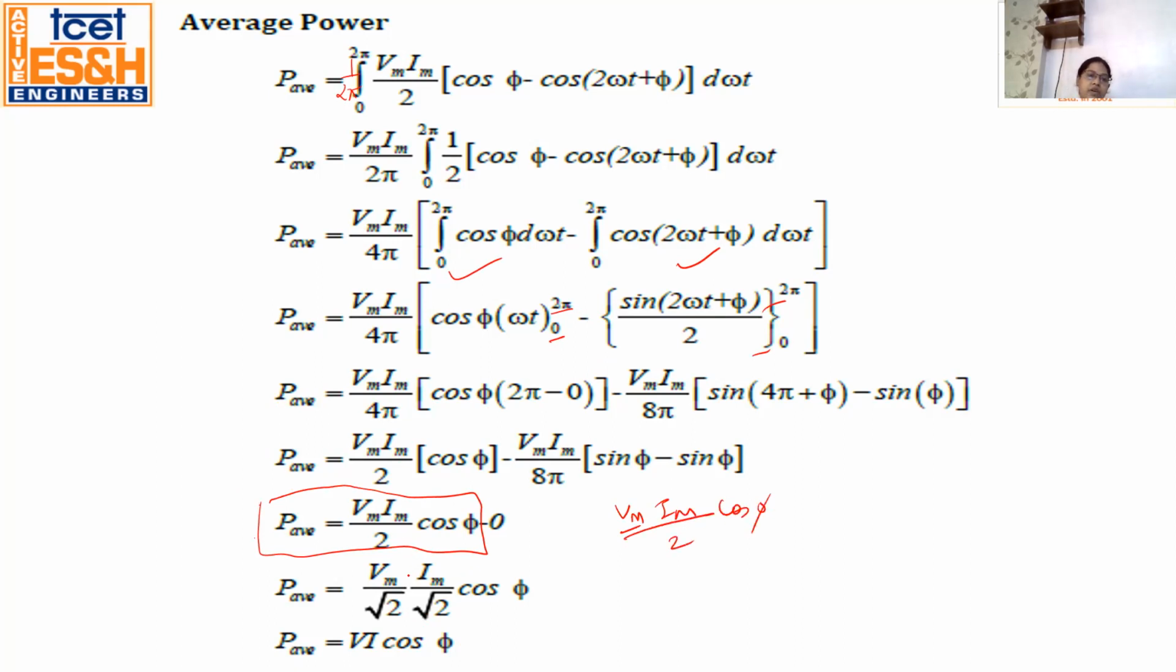Again, you separate it as Vm by root 2 and Im by root 2. Both are equal to the RMS value of voltage and RMS value of current, multiplied by cos phi. So power is nothing but VI cos phi. I explained earlier why the second component is 0: because it has twice the frequency.